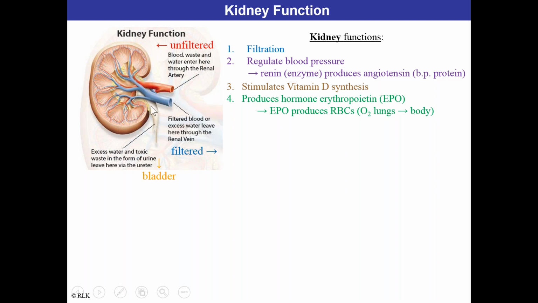Also, one of the properties of the kidney is to stimulate vitamin D synthesis. So this is really interesting. We all know that vitamin D is also known as the sun vitamin, right? But it's also interesting to note that the kidney participates in vitamin D production as well. So even in the absence of sun, vitamin D is still produced in the body. It also produces the hormone erythropoietin, EPO. Okay, EPO produces red blood cells, which obviously you guys know, the red blood cells deliver the oxygen from the lungs to the rest of the body. So I think that's pretty interesting.